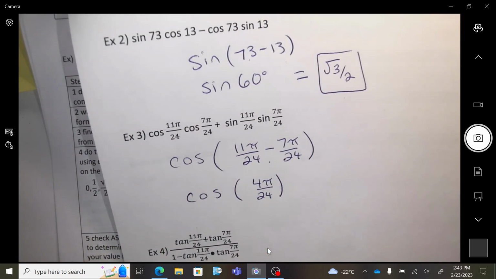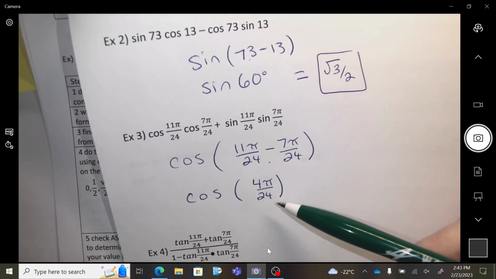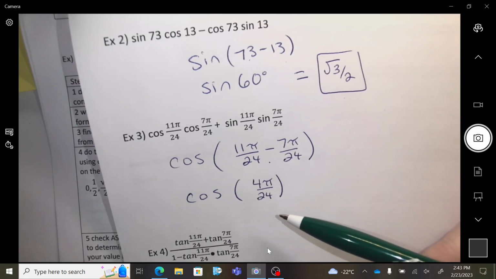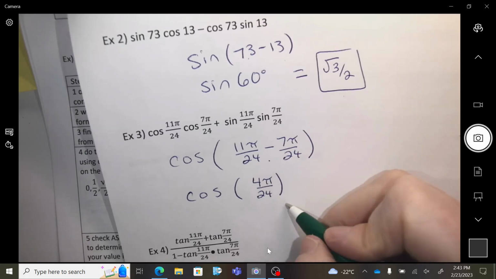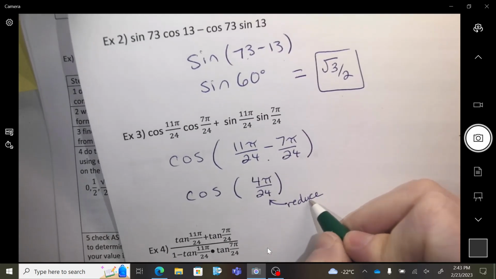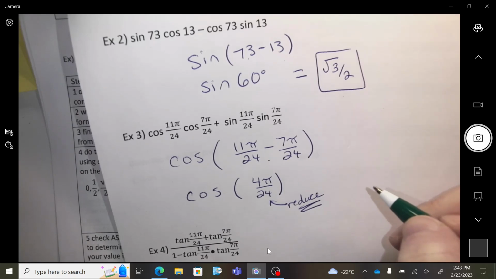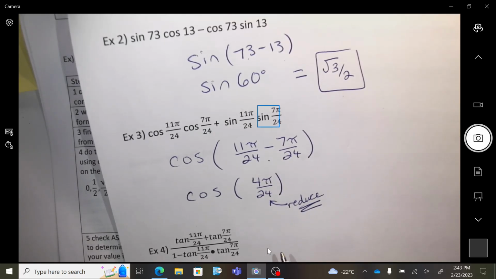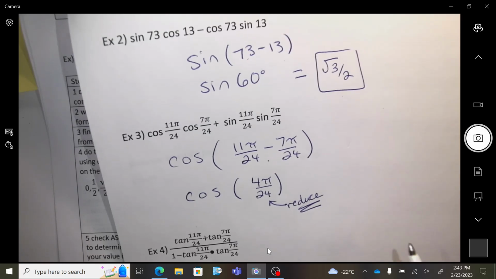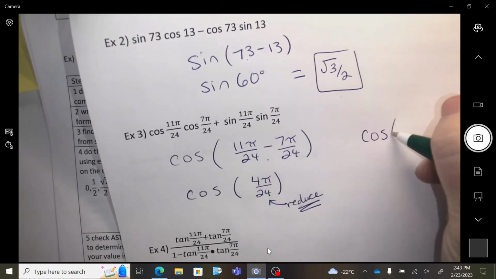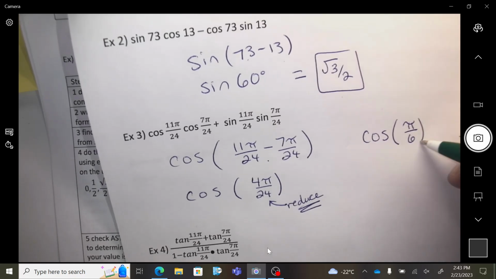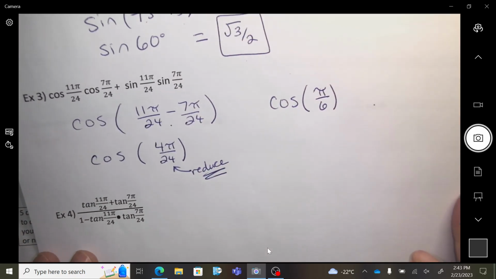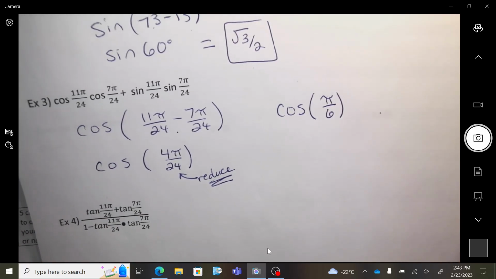Now, on the test, this is where I see people get stuck, because they're like, 4 pi over 24, that's not on my unit circle. What? I need to reduce that fraction, and then things will look familiar. What can you divide the top and bottom both by? You can by 2, but what more can you divide it by? 4. So I'm going to divide the top and bottom by 4, which turns into pi over 6.